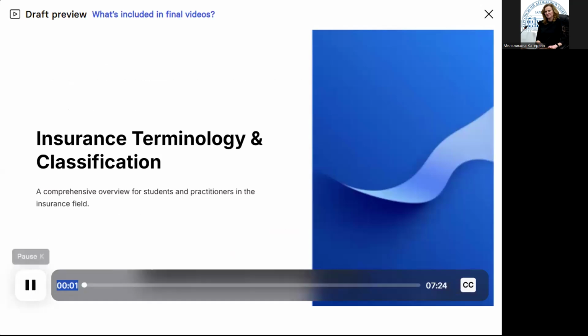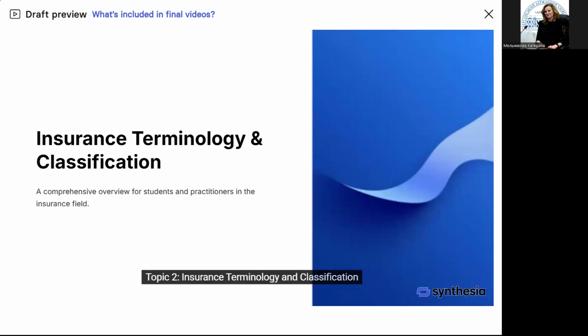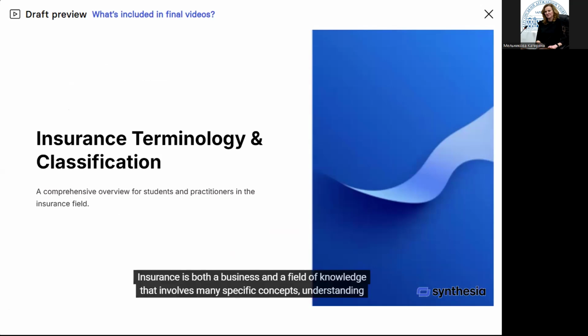Topic 2. Insurance terminology and classification. Key aspects of the topic. Basic insurance concepts and terms. Insurance classification. Insurance is both a business and a field of knowledge that involves many specific concepts, understanding which is essential for theoretical research and practical work.